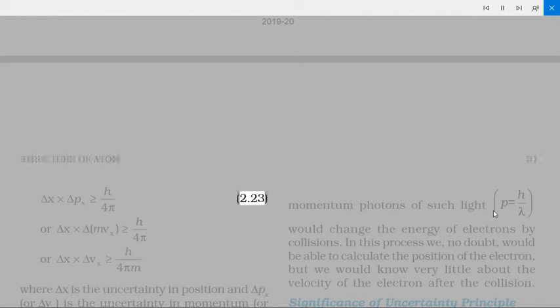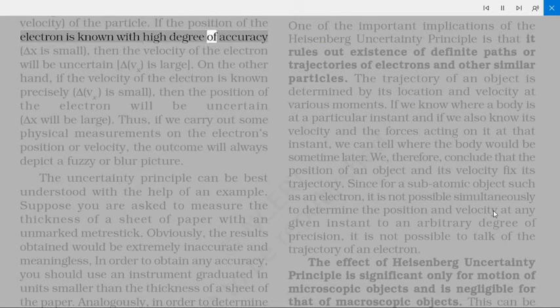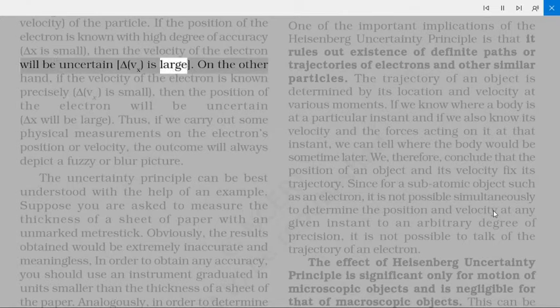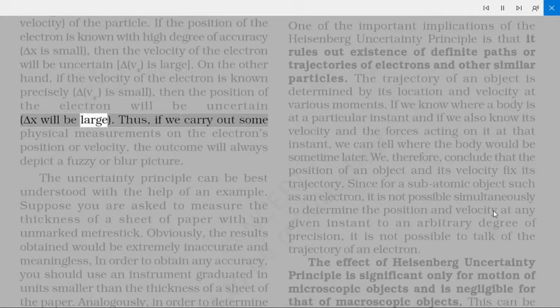Equation 2.23, where delta x is the uncertainty in position and delta p_x, or m delta v_x, is the uncertainty in momentum, or velocity, of the particle. If the position of the electron is known with a high degree of accuracy, delta x is small, then the velocity of the electron will be uncertain, delta v_x is large. On the other hand, if the velocity of the electron is known precisely, delta v_x is small, then the position of the electron will be uncertain, delta x will be large.